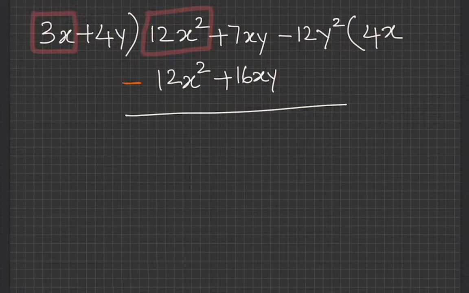Now I have a positive 12x squared, which is going to become a negative 12x squared. And I have a positive 16xy, which is going to become a negative 16xy. So as a result, these two cancel out. And I have a negative 16xy plus 25xy, which is 9xy. Correct?